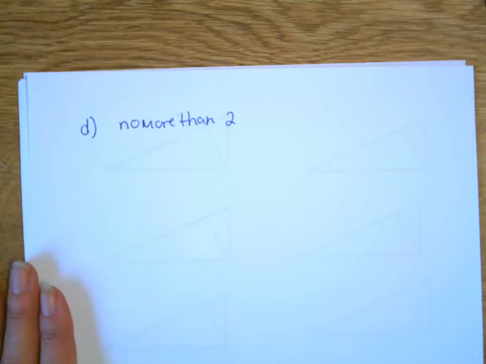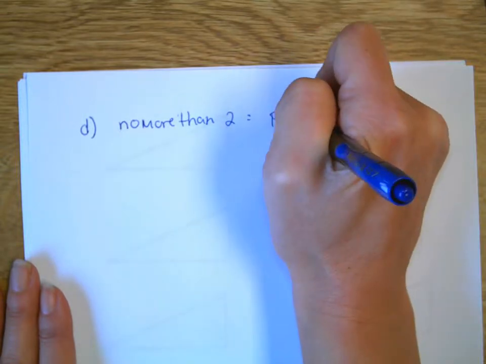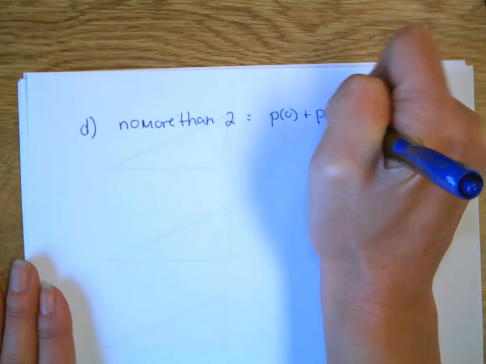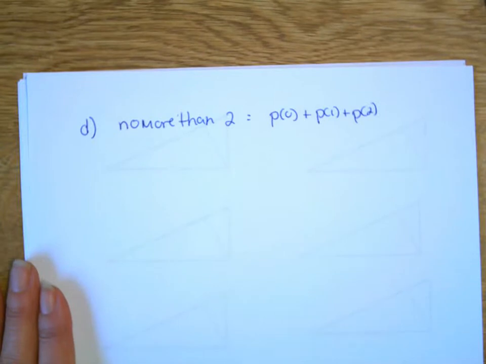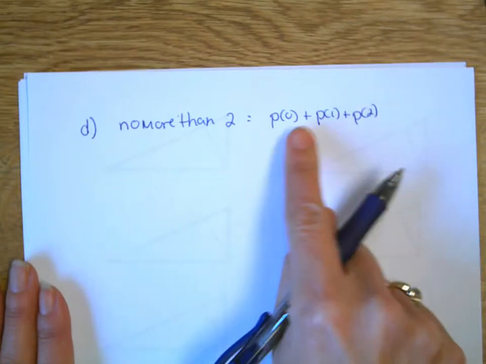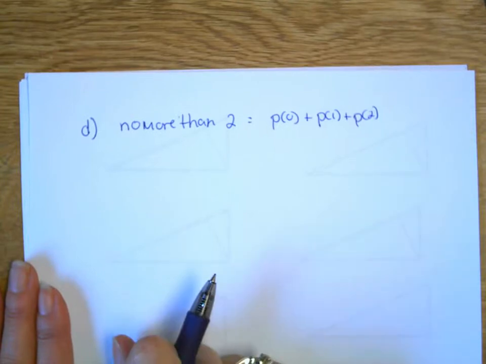So tell me, what does no more than 2 mean to you? 0, 1, or 2. This means 0, 1, or 2. So I do want it to start adding from 0 and give me the answer to those 3 probabilities added together. What's going to give me that answer?